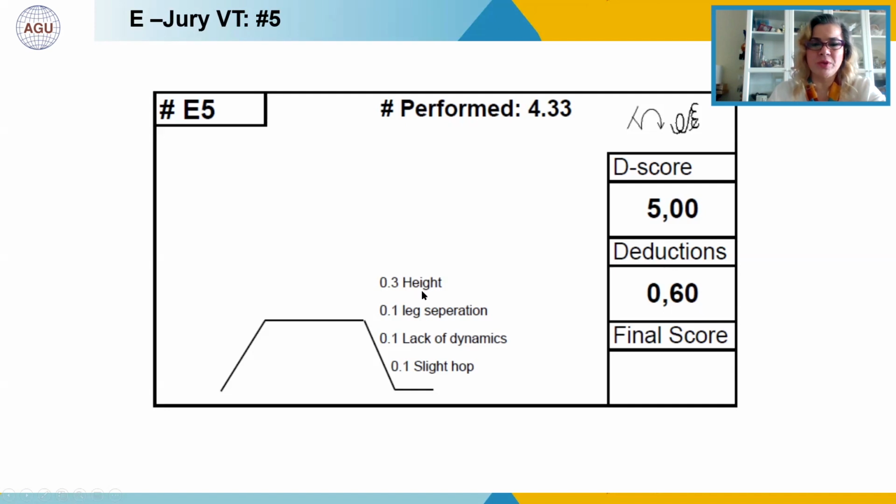So we got 0.3 for the height, 0.1 for leg separation, 0.1 for lack of dynamics, and 0.1 for slight hop. So the total E deduction is 0.6. So when the vault is successful, we deduct less. When there are multiple errors or faults, the deduction increases, unfortunately, accordingly.